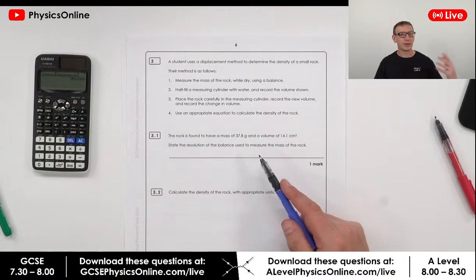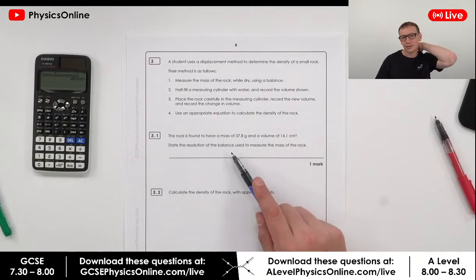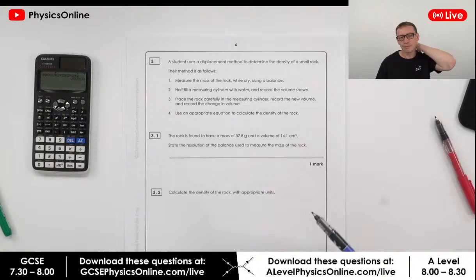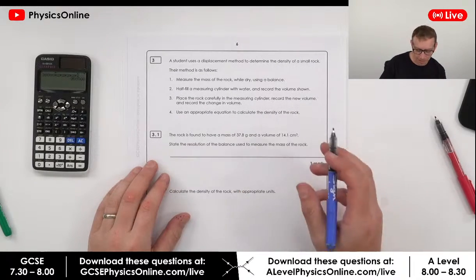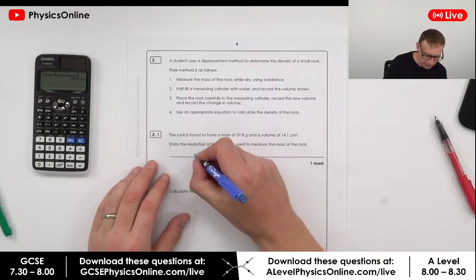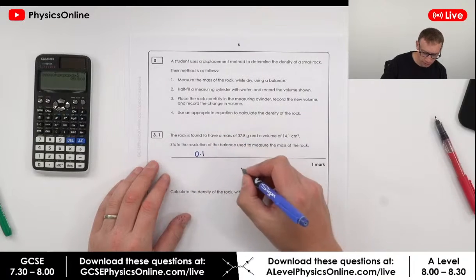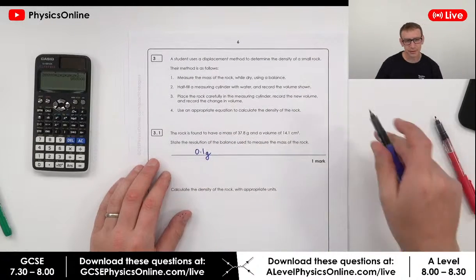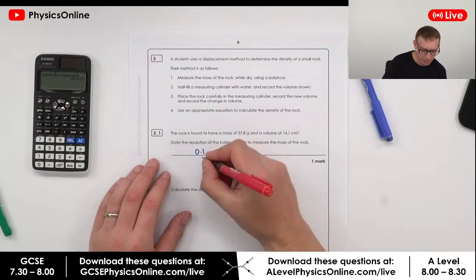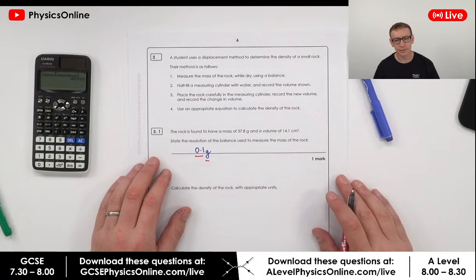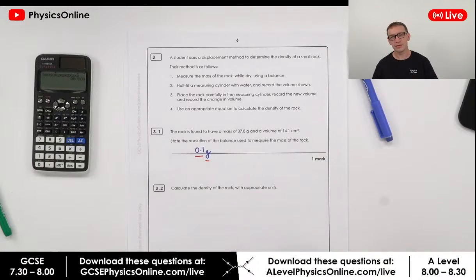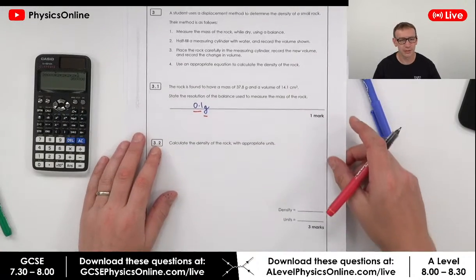I guess often we call these the weighing scales, but basically a mass balance is used to measure the mass of it. And I would say because we can measure to the nearest 0.1 of a gram, the resolution is 0.1 grams. So you need to have the number to talk about it, and also the unit of grams. That's basically saying we can measure to the nearest 0.1 of a gram, which is pretty accurate.